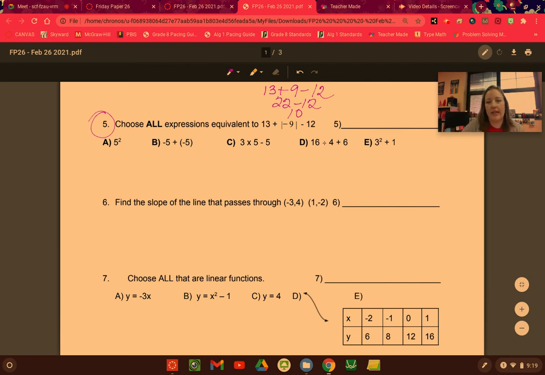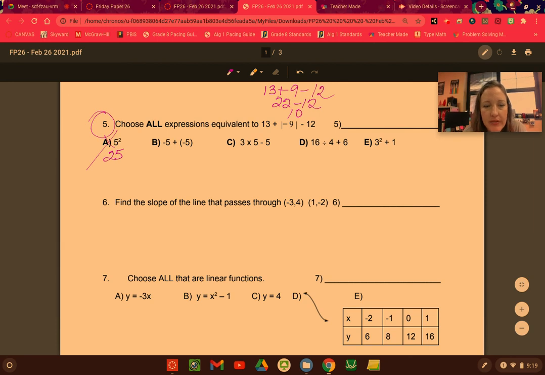These are called numerical expressions that are equivalent to 10. How about A? 5 squared is not 10. What is it? 25. Boom, crossed it out.